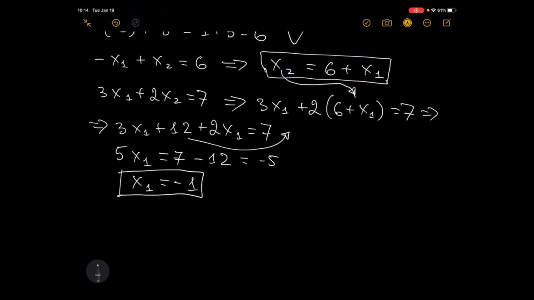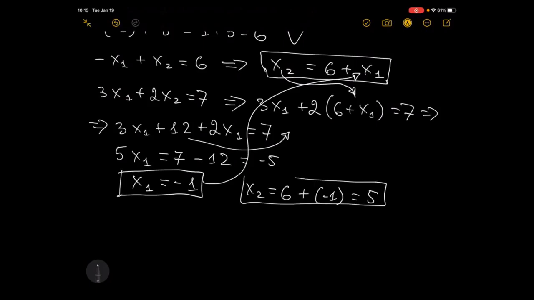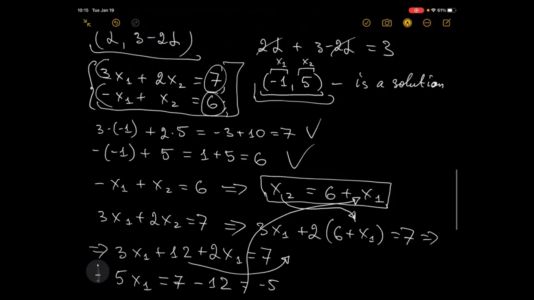After that, I substitute this into here, and I'm getting that x2 equals to 6 plus -1 equals to 5, right? So I got my solution, x1 equals to -1, x2 equals to 5. Ta-da! Exactly the solution which we had, right? Is it clear or not?